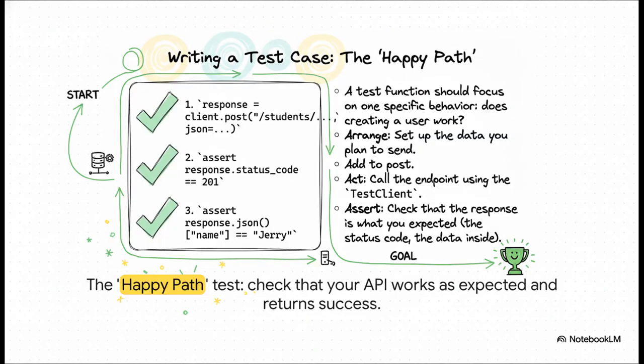Now, there are two main kinds of tests you're going to write. The first is called the happy path. This is where you check that your API works correctly when everything goes exactly as planned. For instance, you'd post valid data to create a new student, and then you check two things. Did you get a 201 created status code back? And is the data in the response exactly what you expected?